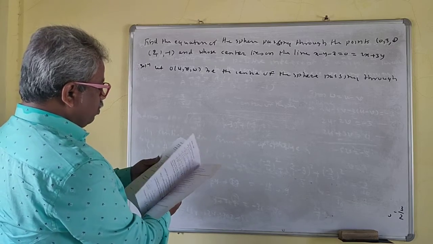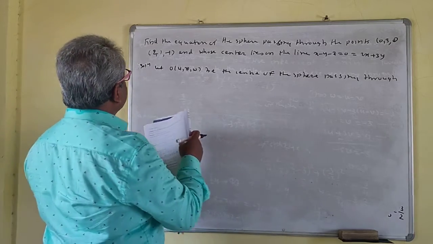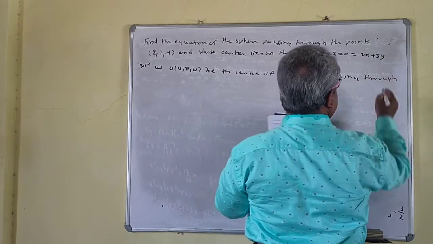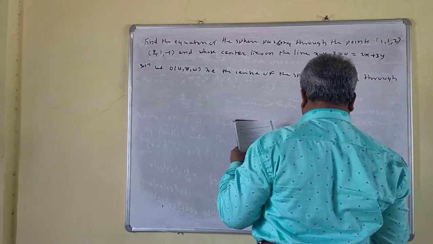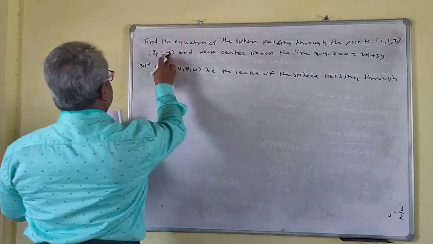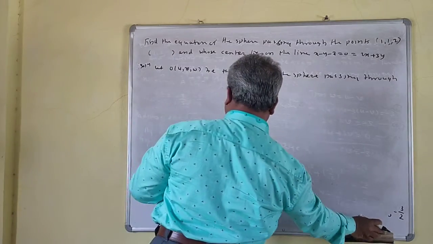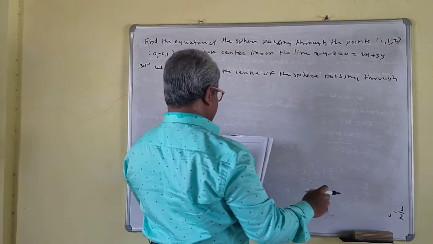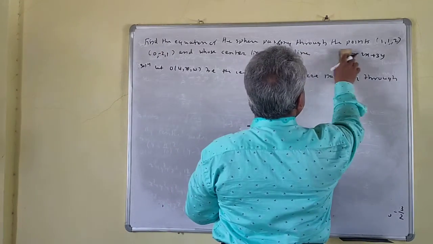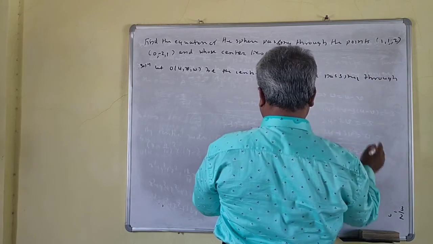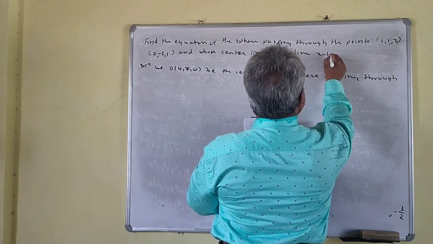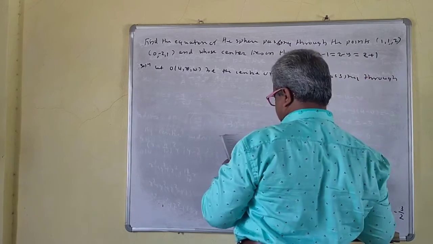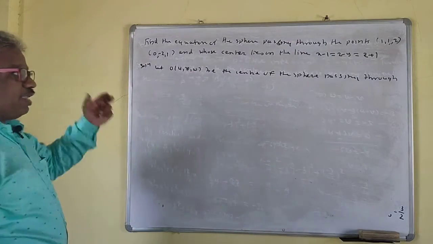Next we will solve one more problem. Find the equation of the sphere passing through the points (1, 1, 2) and (0, -2, 1), and whose center lies on the line (x - 1) = (2 - y) = (z + 1). Okay, so we have solved a similar one previously.